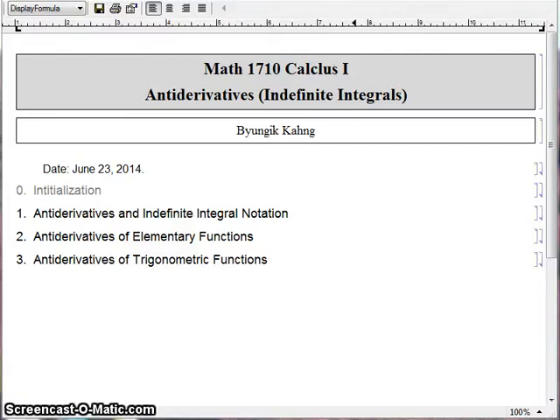In this lesson, we talk about the antiderivatives, or indefinite integrals. First, we are going to talk about what is an antiderivative and its basic properties. We'll talk about the notational issue as well. The students who are already familiar with properties of antiderivatives and indefinite integral notations may just skip to the second part and third part of this lesson. For the others, here we go.